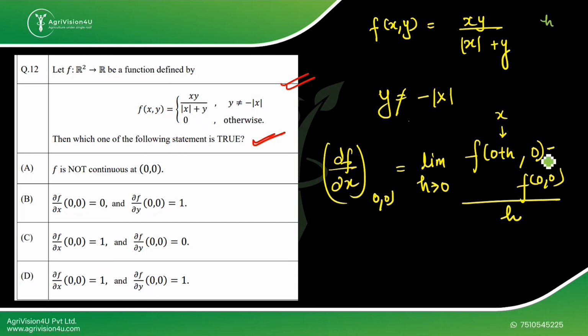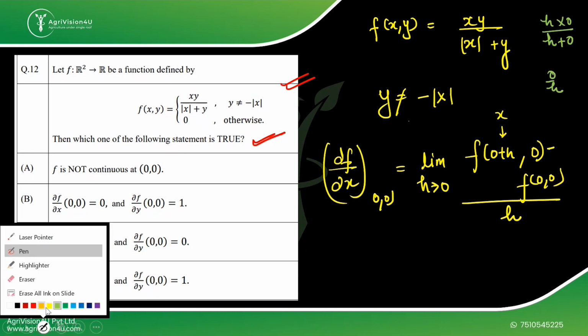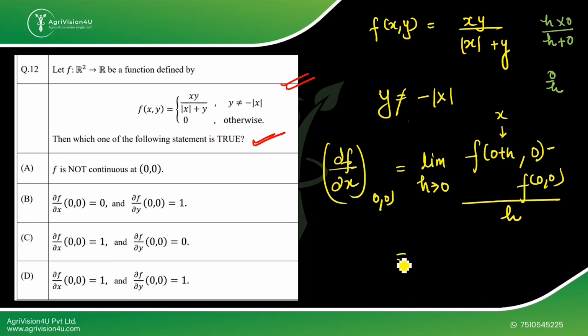0 plus h will be h, and this is y, so multiplied by 0, then again h plus 0. So 0 by h you will get, right? In this, you can write the values of this function. Okay, this is 0.